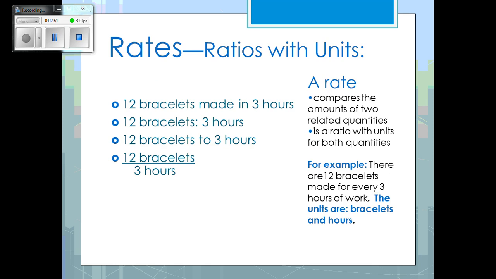Rates. Rates are ratios with units. So what we have here on the left is a rate written in 4 different ways. 12 bracelets made in 3 hours. That tells us specifically what's going on. Underneath that, we have 12 bracelets colon 3 hours, which means what we've written underneath, 12 bracelets to 3 hours. Under that, we have our rate written as a fraction, 12 bracelets over 3 hours. A rate compares the amounts of two related quantities, and it's a ratio with units for both quantities. For example, there are 12 bracelets made for every 3 hours of work. The units here are bracelets and hours.